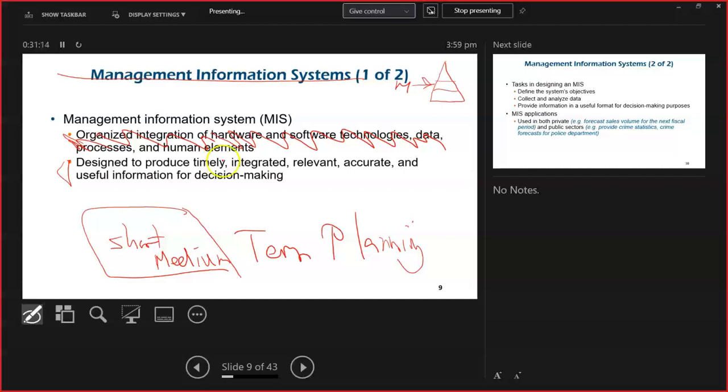Therefore, the first criteria of information they need would be timely. You have it or you don't have it. I have this week's sales report. I don't have it. If I don't have it, then I have to make a wild guess.